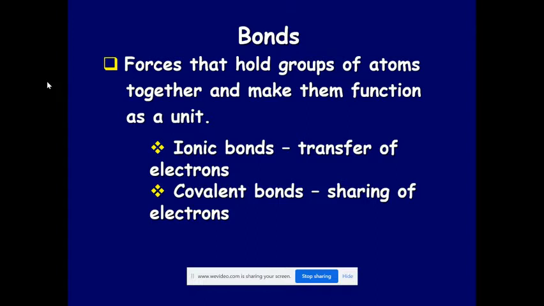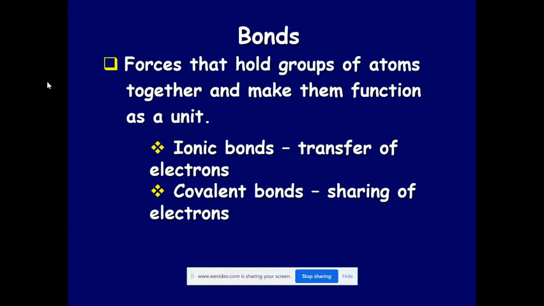This unit is over bonding, and in my opinion, one of our most important units. So we have a few little definition type things here. First off, a bond is a force that holds atoms together. It takes two electrons to make a bond, by the way. More on that later. There are two types of bonds here, ionic and covalent. For ionic bonds, there is a transfer of electrons, and for covalent bonds, there is a sharing of electrons.